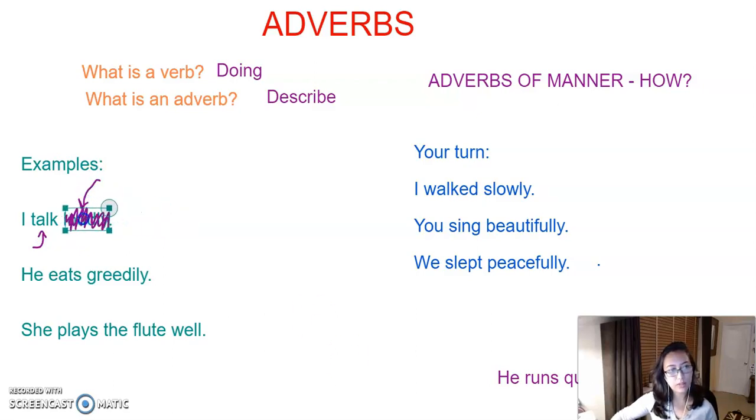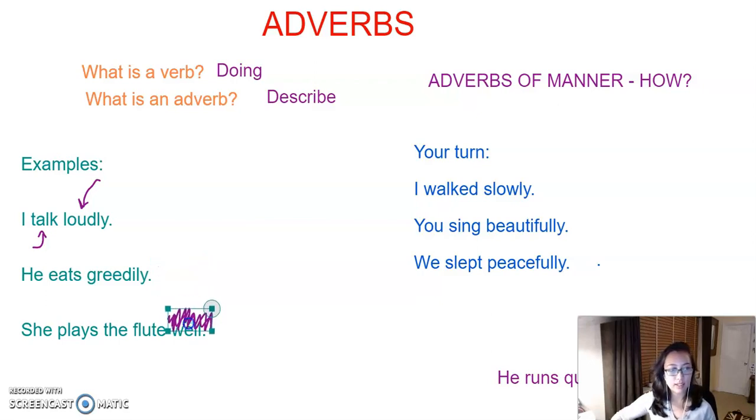So if I cover up the adverb, we're just left with the sentence I talk. We don't know anything more about how I talk. We don't know if I'm quiet or if I talk quickly. So we then add the adverb back into the sentence, and now we know more about what's happening. So we know that I talk loudly. And then with the next sentence, without the adverb, it's just he eats. And then adding the adverb back in tells us how he eats. So the word greedily, the adverb, describes the verb, eats.